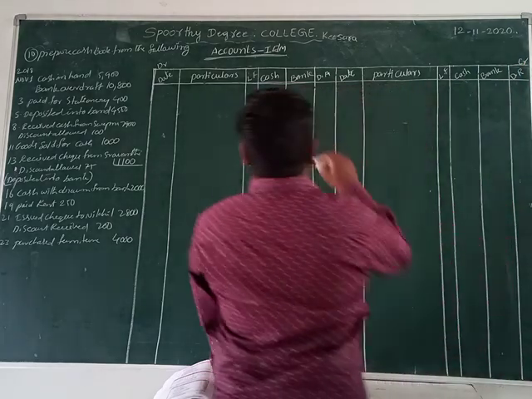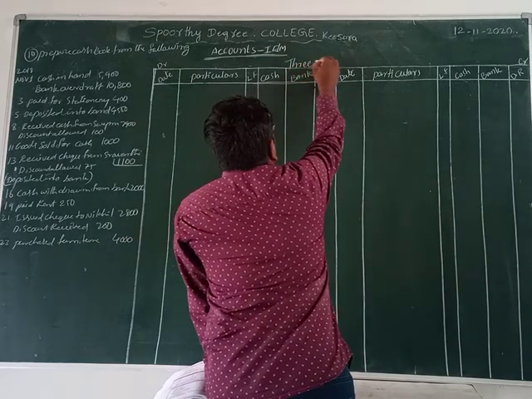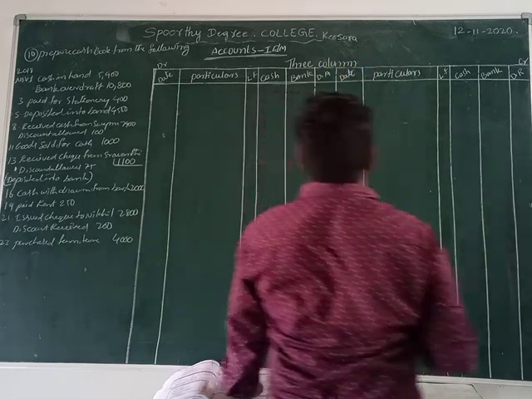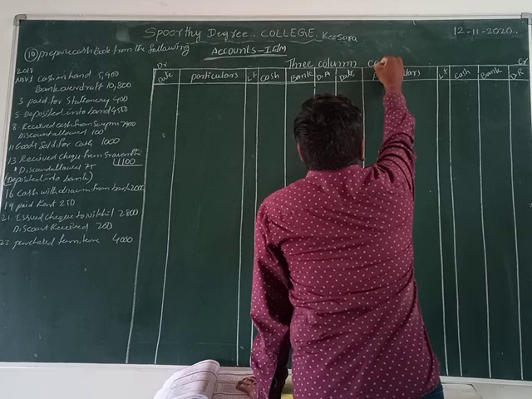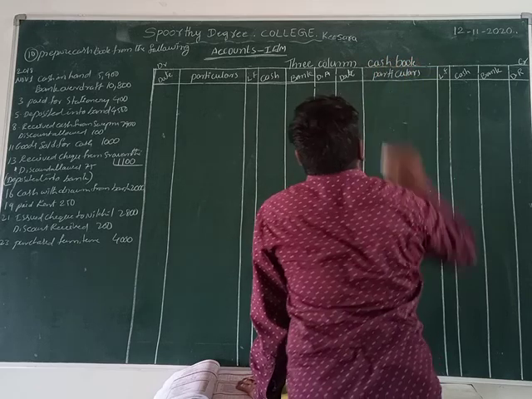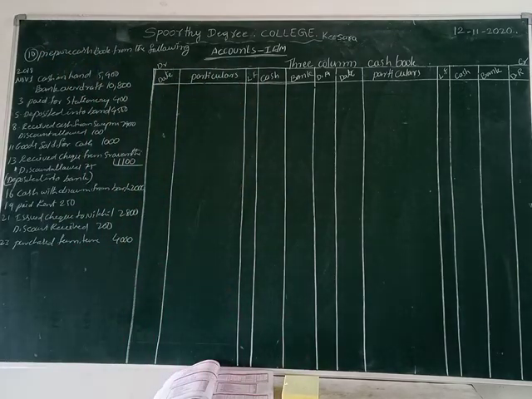Now we can write the title: three column cash book. This is the format. Now we can record all cash receipts into the debit side and all cash payments into the credit side. Isn't it? Okay, let us take them one by one here.